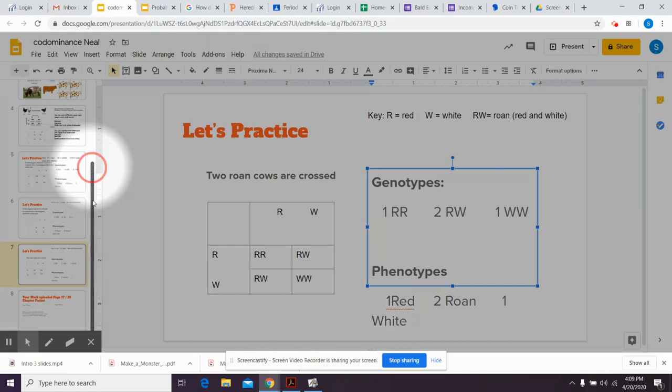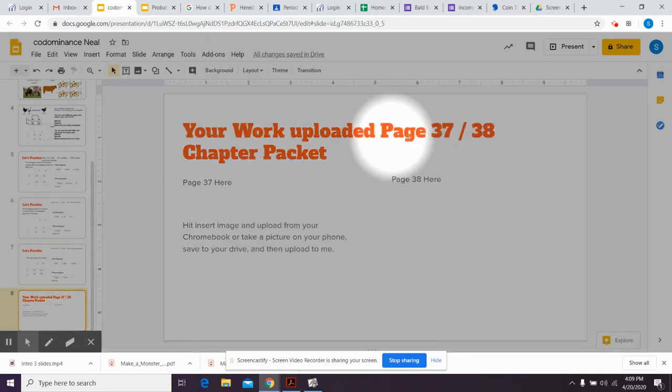Okay. So what you're going to do, you're going to work on page 37, 38 of your chapter packet. So you're going to do all the problems. There's 10 problems. You're going to take a screenshot of page 37 and page 38, and I just want you to upload them both on this slide. If you need to add a second slide for the pictures, that's fine. You can take a screenshot with your phone and then upload that to your Google Drive, or just get it to your Chromebook, upload them here.